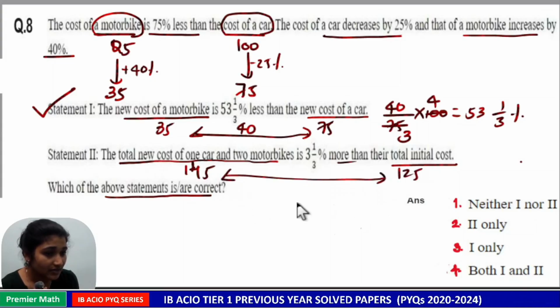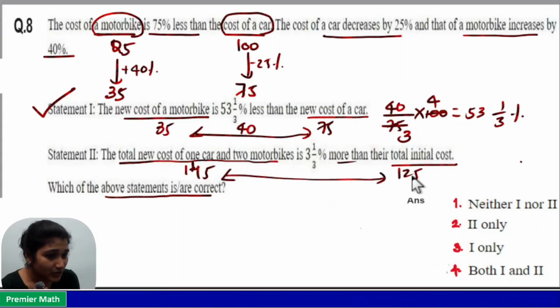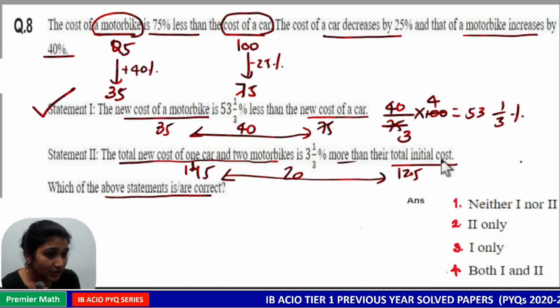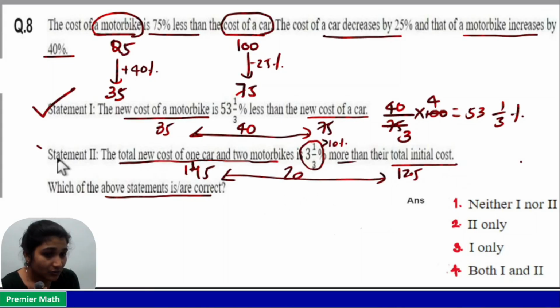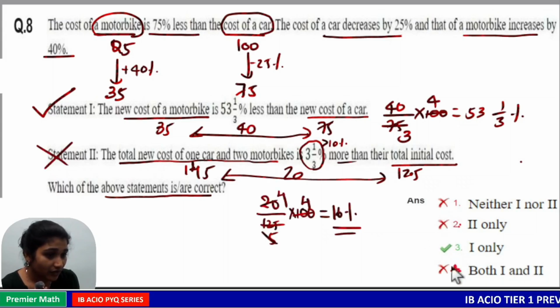This is the second statement, but this is incorrect because 10 percentage of 125 is equal to 12.5. Here difference is 20. 20 is greater than 12.5, which means in place of 3 and 1 by 3 percentage, it should be greater than 10 percentage. So statement 2 is incorrect. So here option 3 is our answer. Only statement 1 is correct.